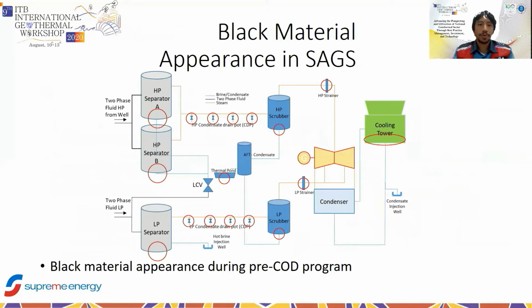And then during the commissioning program, we encountered some black material, such as beneath the HP separator drain, the LP separator, the CDP or condensate drain pot, the HP scrubber drain, and also the HP strainer of the turbine. Also, surprisingly, we encountered black material within the cooling tower basin. It was quite surprising because it could have damaged the turbine, since it went through the turbine and could probably damage the turbine itself.